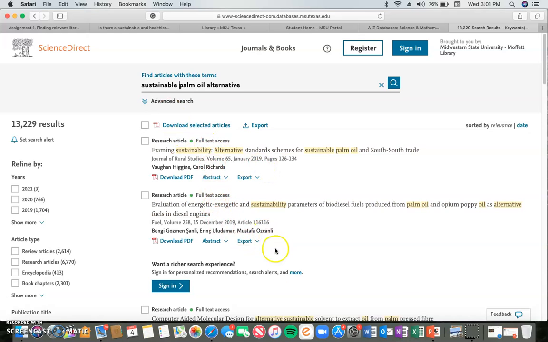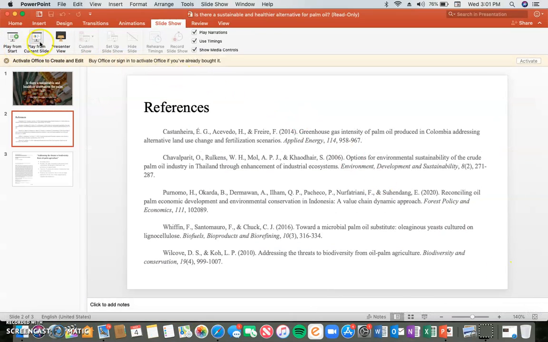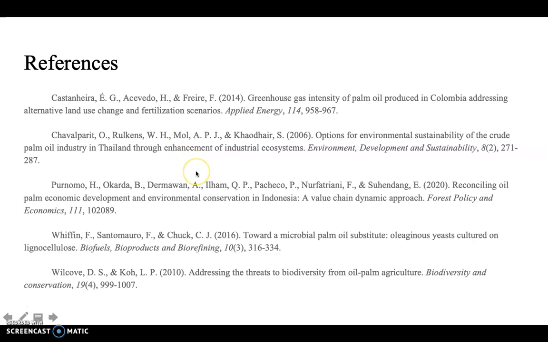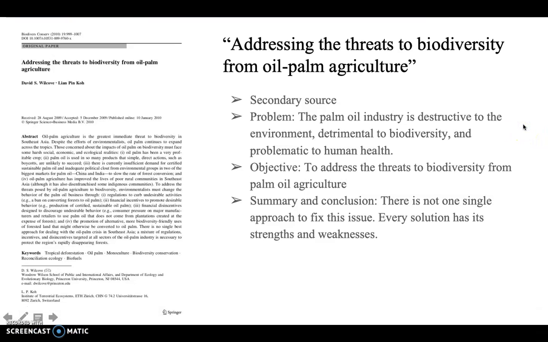You will, like I said before, have to be logged into your MSU portal. So I'm going to go back to my reference slide. Here are just the citations for my different articles that I used. The article that I chose to focus on overall was this article that I found, and it was titled Addressing the Threats to Biodiversity from Oil Palm Agriculture.